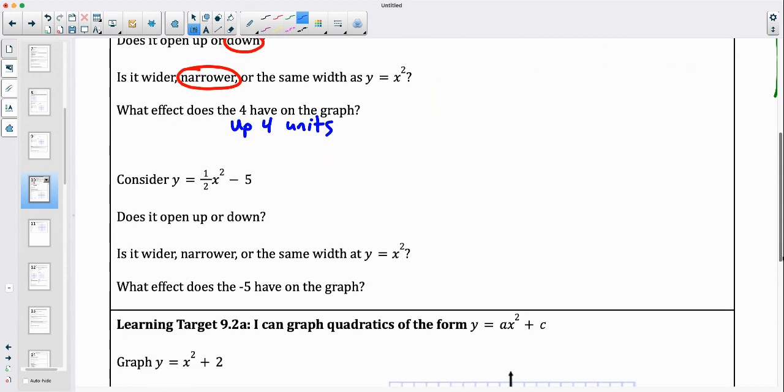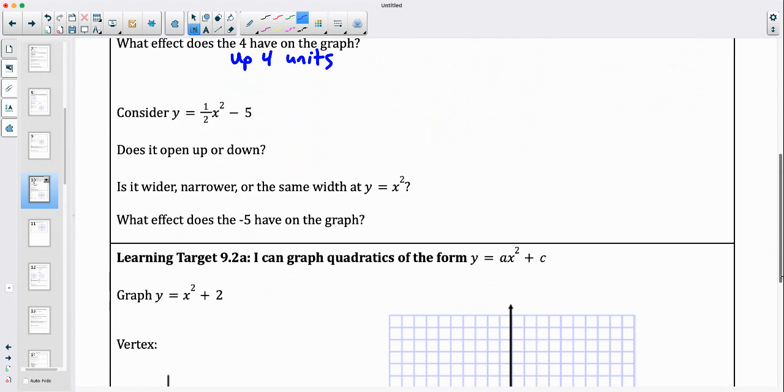Okay, looking at the same thing again. Does it open up or down? So again, here's our A term, +1/2. Since it's positive, we're opening up. Since 1/2 is a number between 0 and 1, we know that it's going to get wider, and we know that the -5 is going to be our C term. That's going to move the whole graph down 5 units.